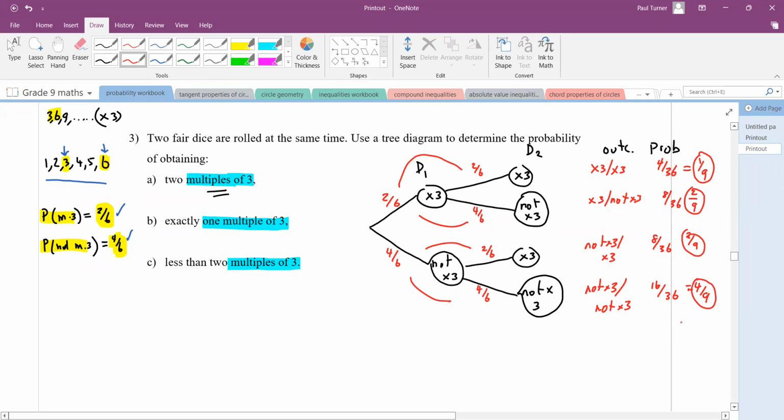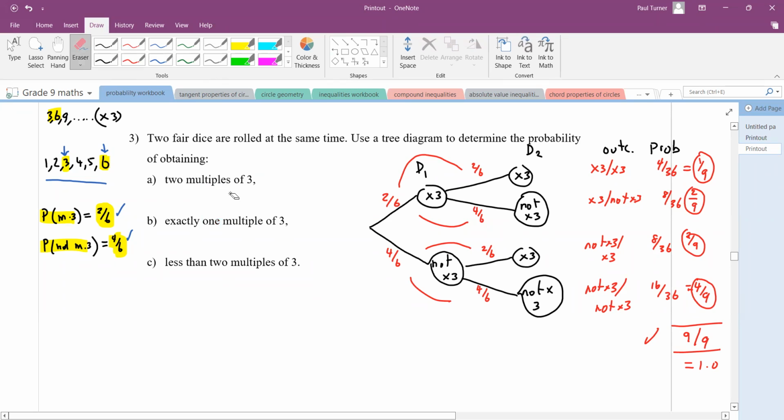And when we add them, you'll get 4 plus 2 plus 2 plus 1, which is 9 out of 9, which is equal to 1. So it looks like we've done the tree correctly because these add up to be 1 on the final step there. So now we can go back to try to answer our questions.